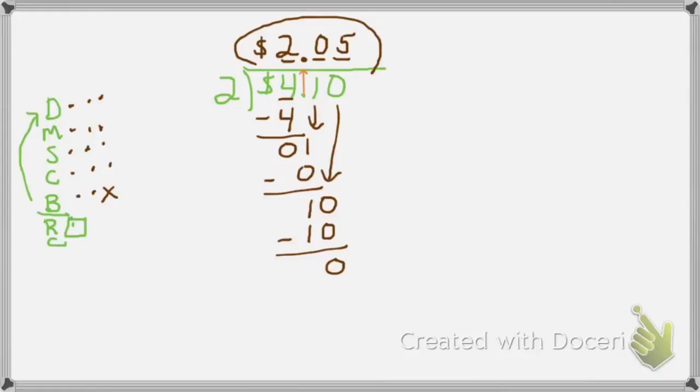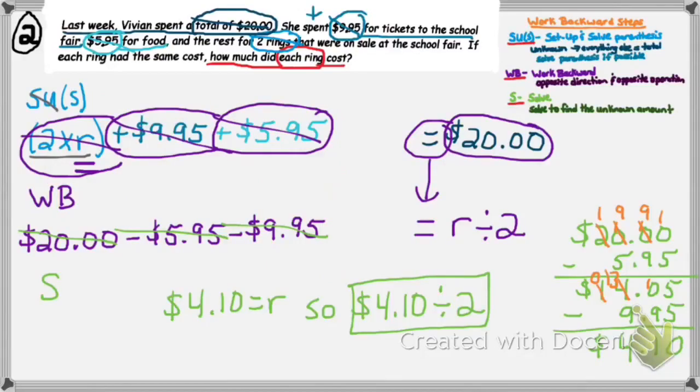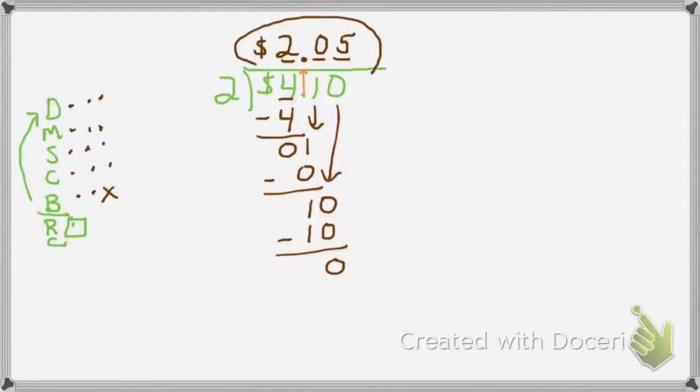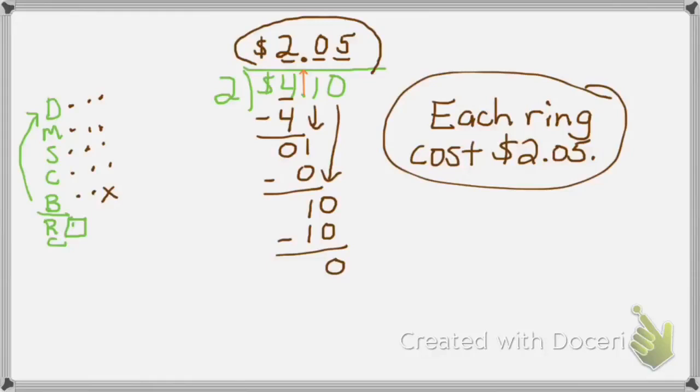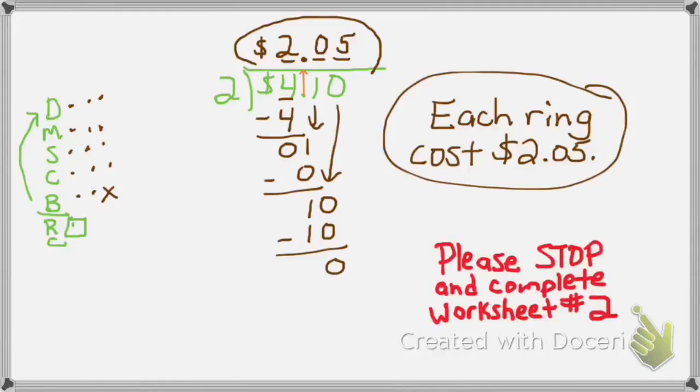That's good. So, nothing to bring down. My answer is $2.05. But this was a word problem, so I need to go back to my original problem to see what my sentence and unit will be. And the question says, how much did each ring cost? So the answer will be, each ring cost $2.05, and that's my final answer. Please stop the video and complete worksheet number 2 right now.